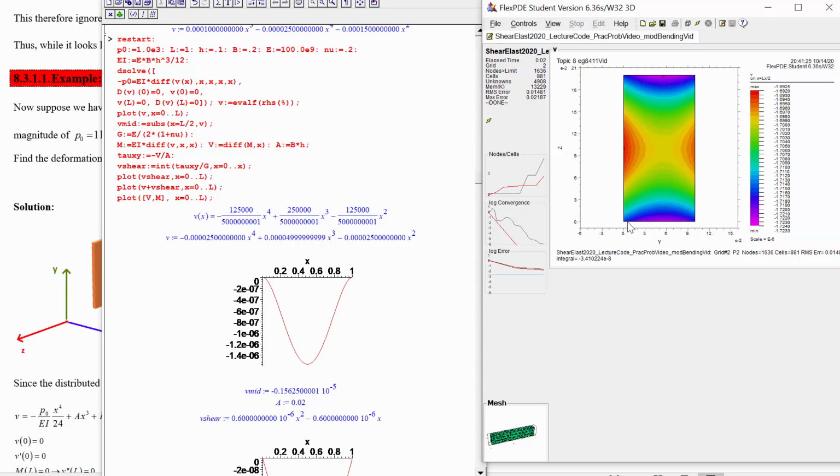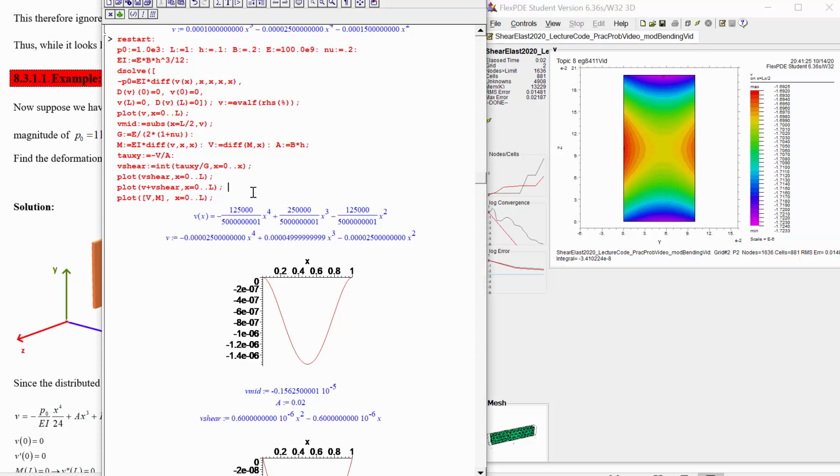This is versus Y, the thickness dimension here, and Z, the width dimension. It looks like it's around 1.7 E minus 6, whereas here in Maple, we found it was 1.56 E minus 6. So not exactly the same. Not exactly the same in each of these. Let's explore why it might be different.